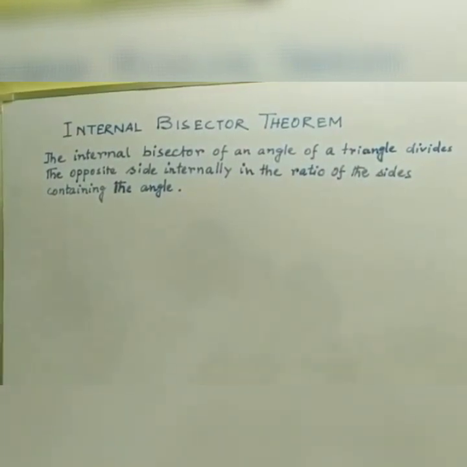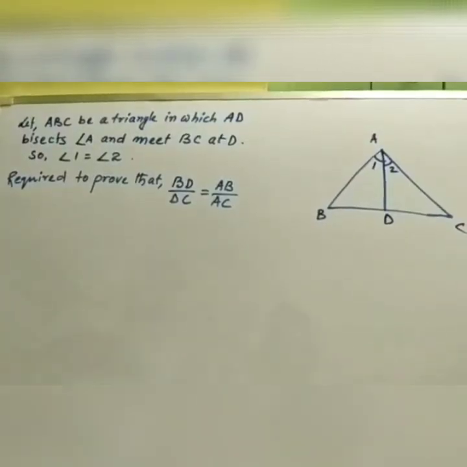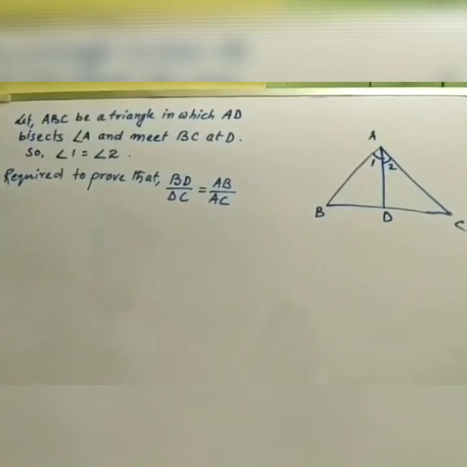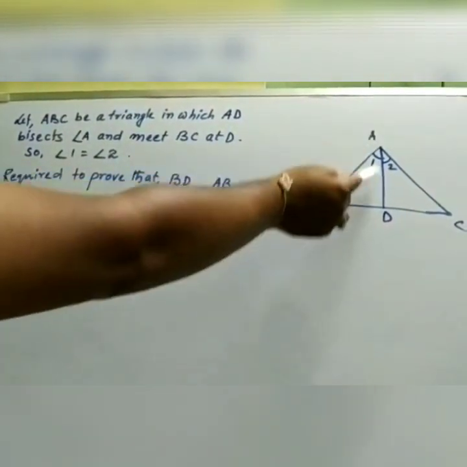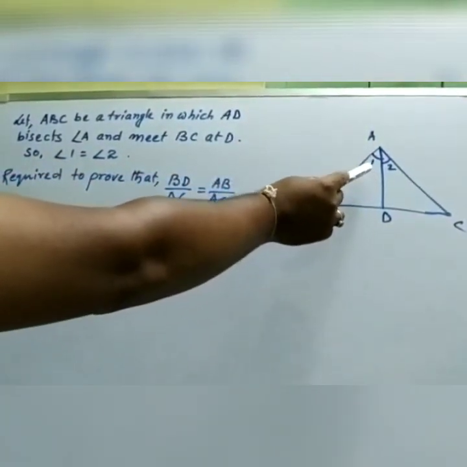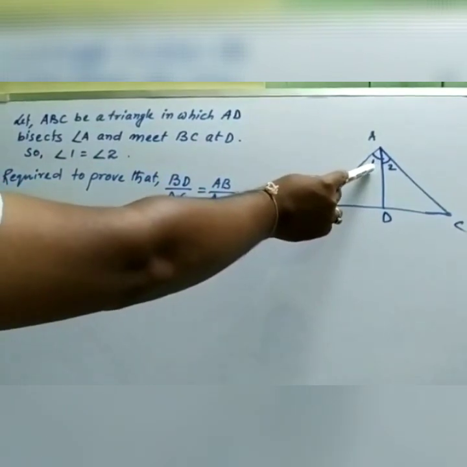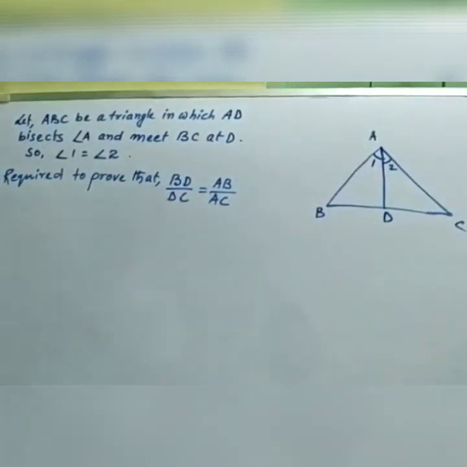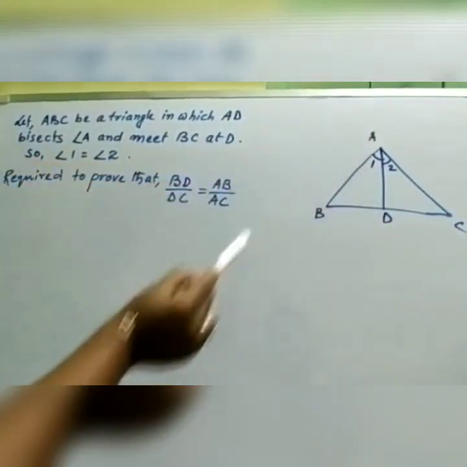Let me show you the diagram. From there you will understand. So let's see from the figure. You can see that ABC is a triangle, and in that triangle AD is the bisector of angle A. Bisector means that two equal angles will form, that is 1 and 2, both the angles will be equal, and AD is the bisector of angle A.